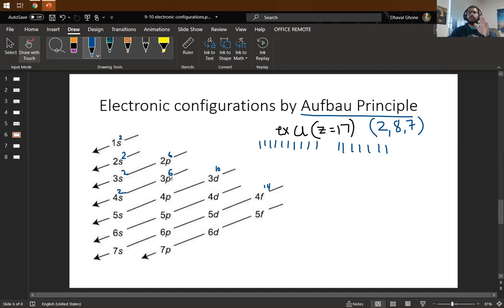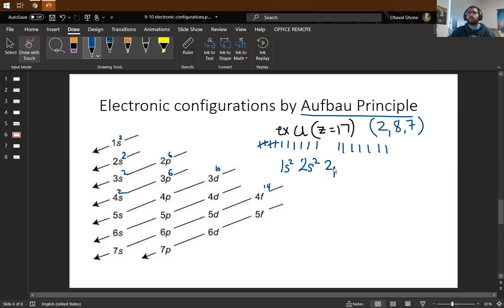And so I'm going to start from 1s. 1s can hold at the most 2 electrons. So I'm going to go ahead and write 1s2 and then take off 2 electrons. Then I jump off to the next one. I have 2s. 2s can hold at the most 2 electrons as well. So I would write 2s2, take away 2 electrons. I'm done with that. The arrow ends. The next arrow starts from 2p6.